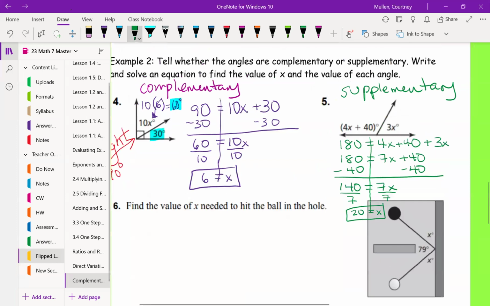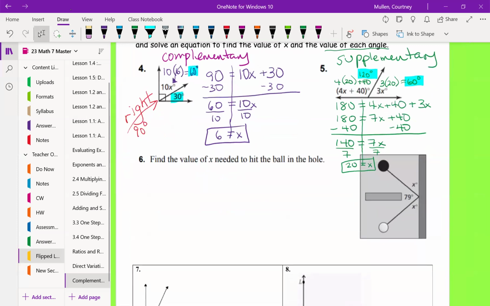And now the directions say find the value of each angle. So we have to go back and substitute. So we have 3 times x, or 3 times 20, which is 60 degrees. And then over here, 4 times 20 plus 40. Well, 4 times 20 is 80, and 80 plus 40 is 120 degrees, right? So now we'll check. 120 and 60. Does that add up to 180? Sure does.